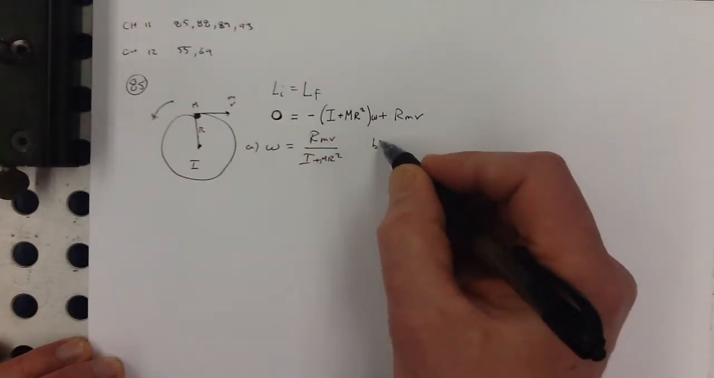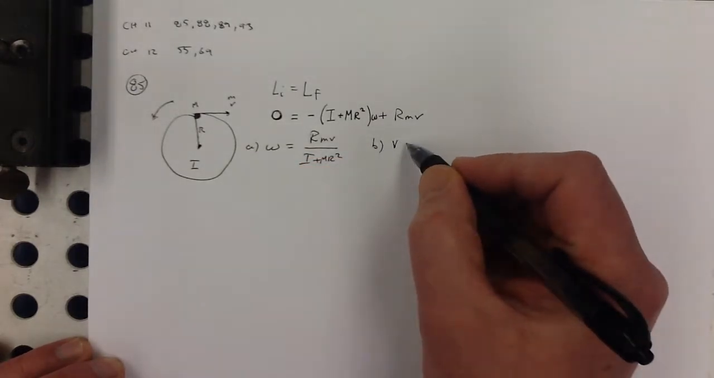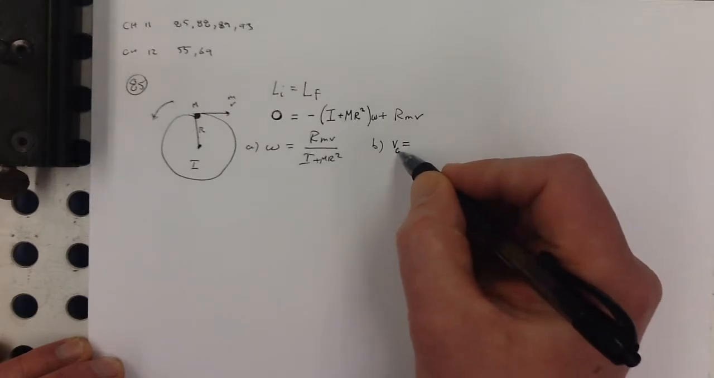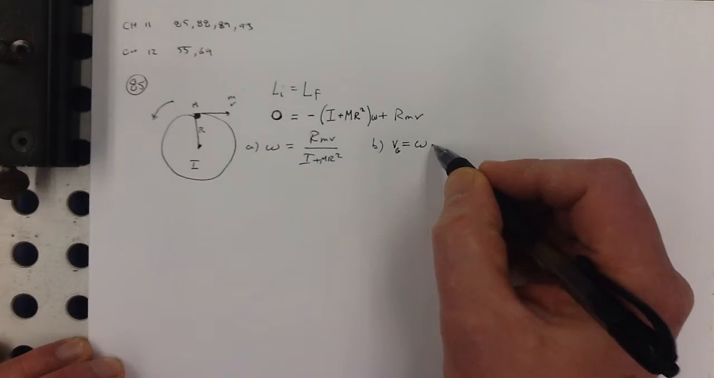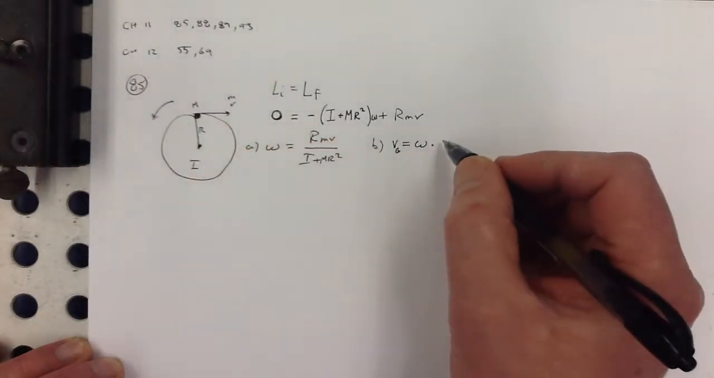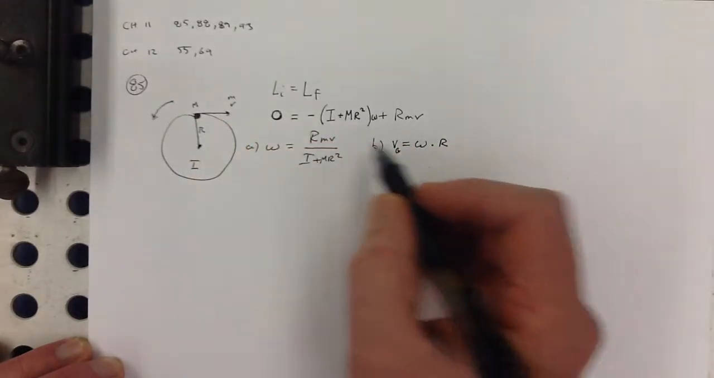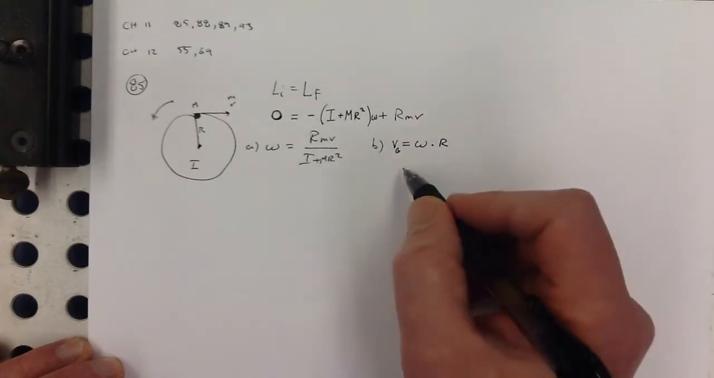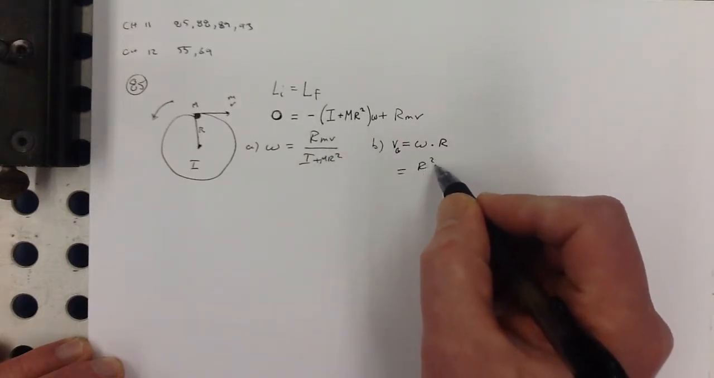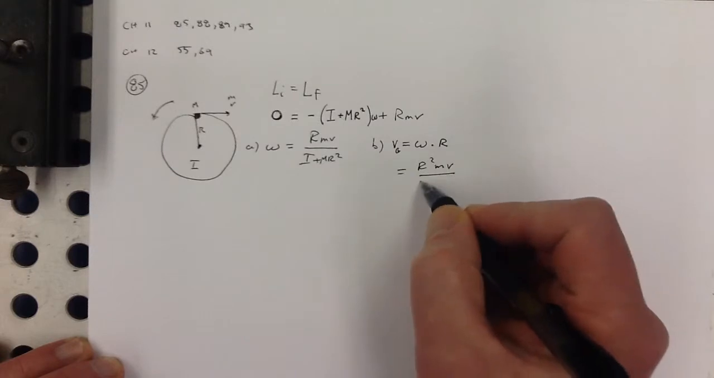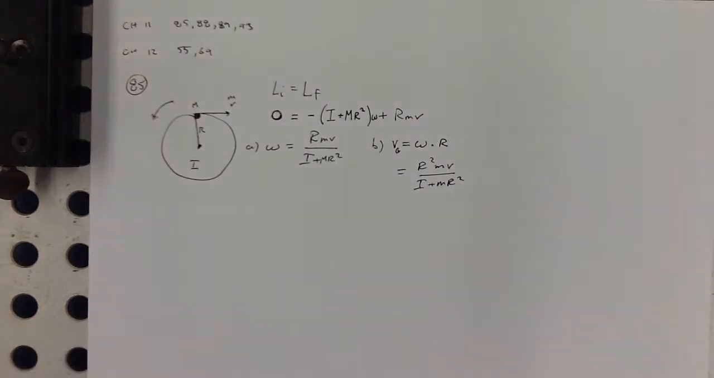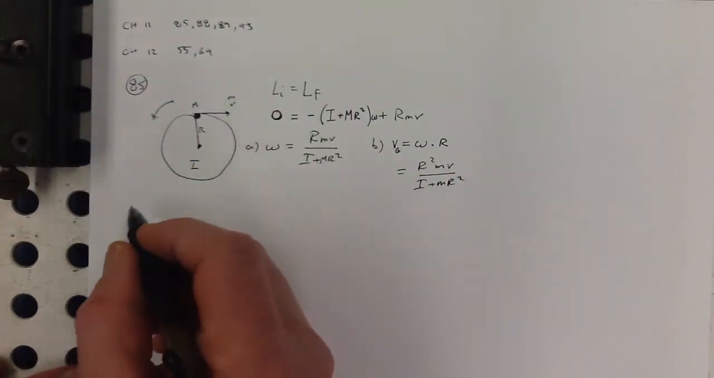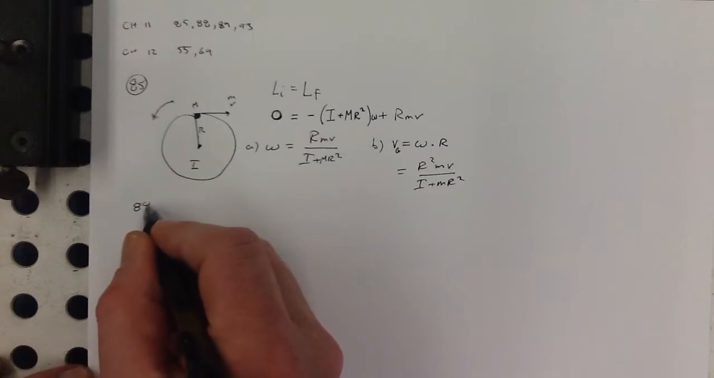And then in part B, they want the linear speed of the girl. Well, the speed of the girl is equal to omega times her distance from the center, which is r. She's at the edge. So it's just this times r. So that's equal to r squared mv over I plus mr squared. That's a good exercise in manipulating those relationships when you don't have any numbers.